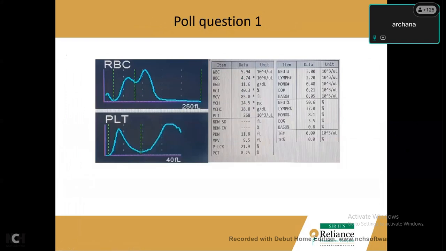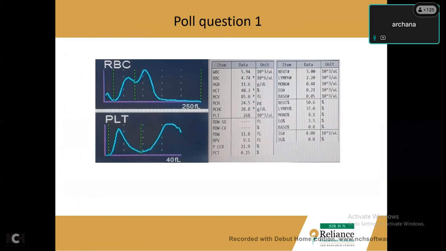Considering that we have discussed a lot about RBC histograms, I'd like to start with a poll question. Could you all please put up the answers on the chat box, and the moderator can let me know what you all have answered. You will get 20 seconds starting from this point.